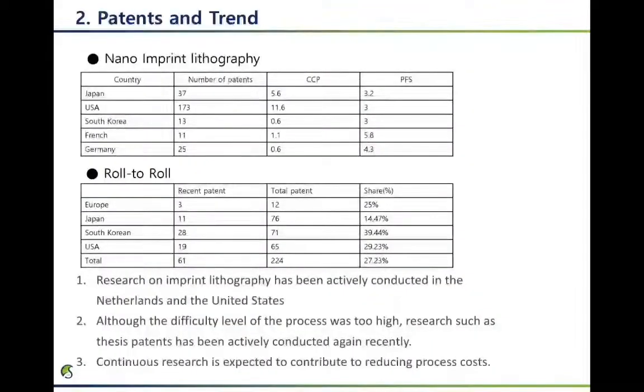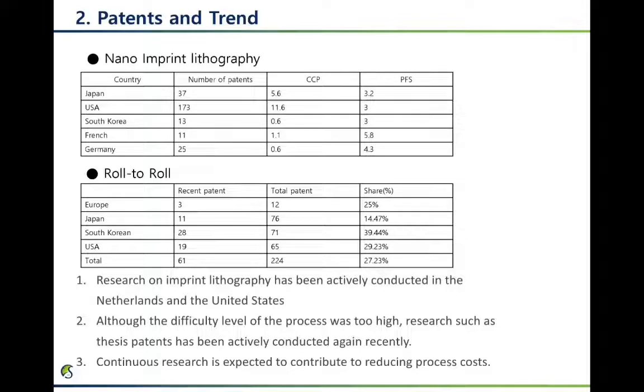The following are international patent trends for imprint lithography. As you can see in the table, the United States has the highest qualitative level among the countries surveyed, with a citation index of 11.6. On the other hand, Korea is the lowest at 0.6, so efforts to improve quality and accurate patents are needed.